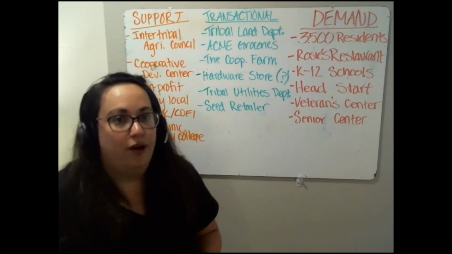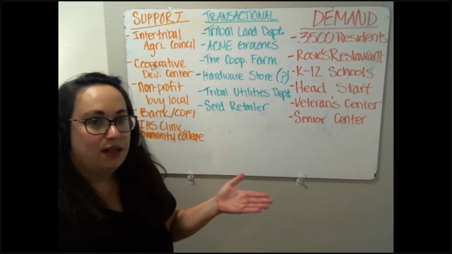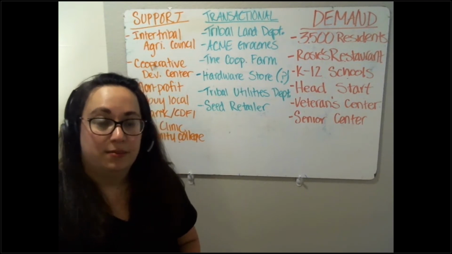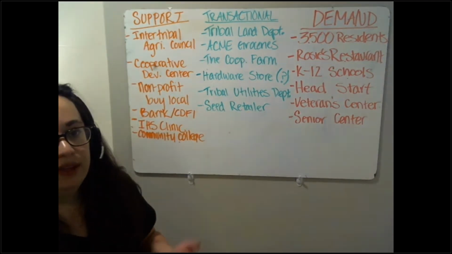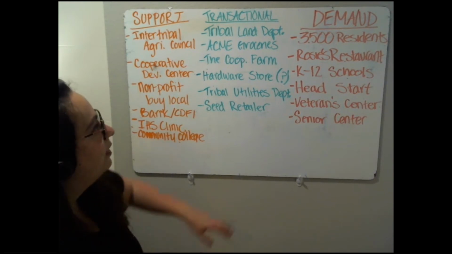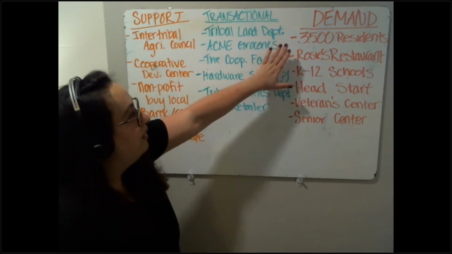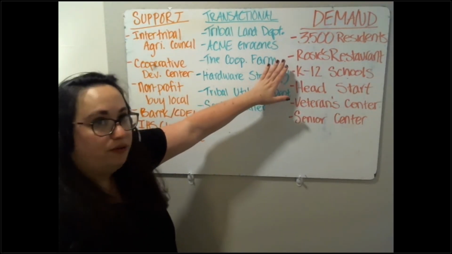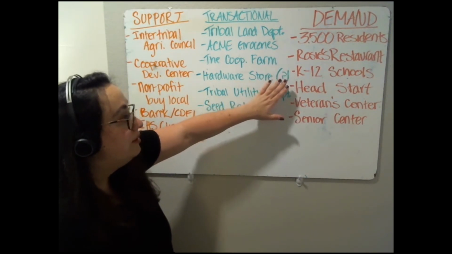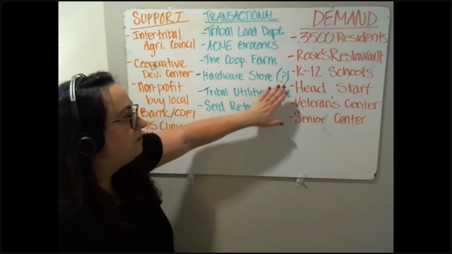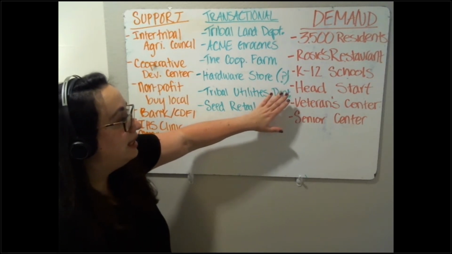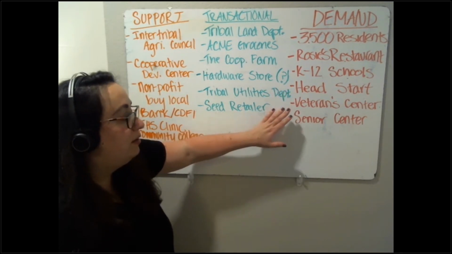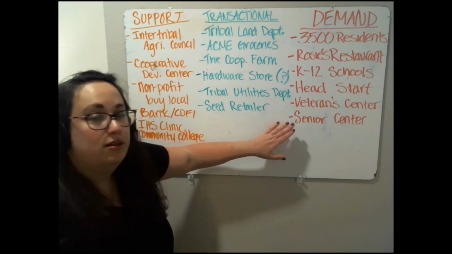Let's start our scenario off by reading through the partners that we have listed, and I'll point out the partners that we've added on in our live demonstrations or since our live demonstrations. Let's begin with our demand partners for the cooperative farm. We're starting out with our 3,500 local residents who would be interested in purchasing the fresh produce, the local restaurants, the K through 12 schools who would use the produce for their school lunches. And then in our live sessions, and since then, we've added on some additional demand partners, including the Head Start program, the Veterans Center that serves food, and the Senior Center that also serves food.